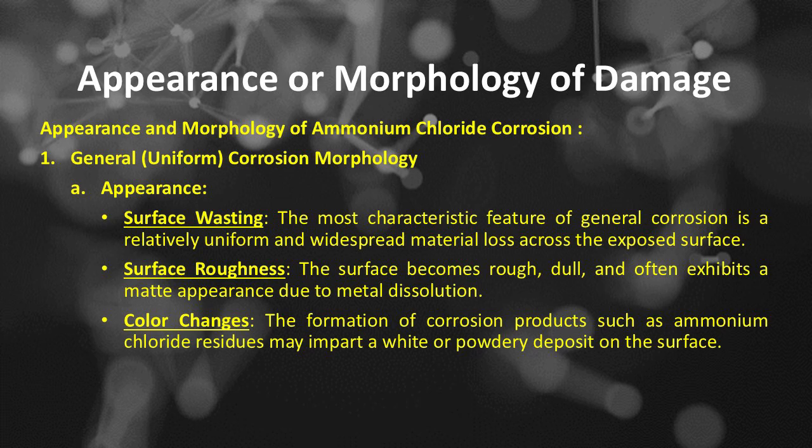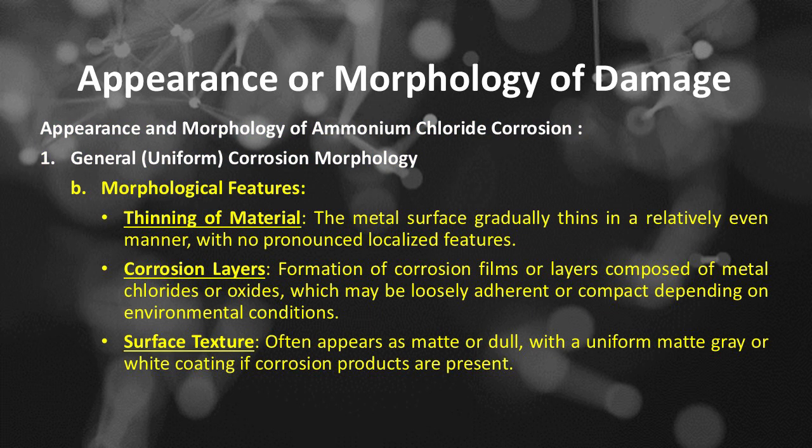The appearance of general or uniform corrosion includes surface wasting. The most characteristic feature of general corrosion is a relatively uniform and widespread material loss across the exposed surface. Surface roughness: the surface becomes rough, dull, and often exhibits a matte appearance due to metal dissolution. Color changes: the formation of corrosion products such as ammonium chloride residues may impart a white or powdery deposit on the surface. The morphological features include thinning of material. The metal surface gradually thins in a relatively even manner, with no pronounced localized features.